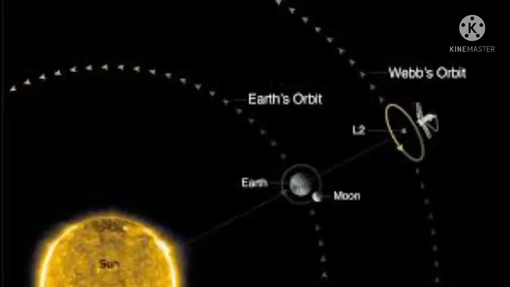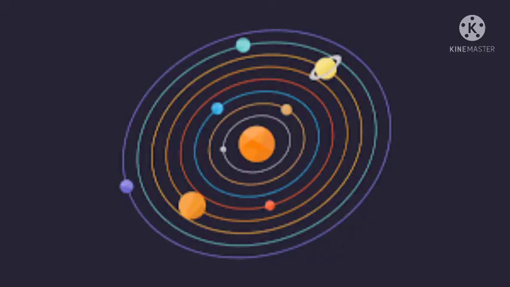Our sun is a star in the Milky Way galaxy. A galaxy is a group of stars. All the stars in the Milky Way orbit the center of the galaxy.